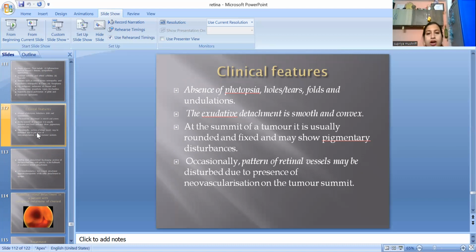Clinical features of exudative RD include absence of photopsia, holes, tears, folds, and undulations. The exudative detachment is smooth and convex. At the summit of a tumor, it is usually rounded and fixed and may show pigmentary disturbances. Occasionally, the pattern of retinal vessels may be disturbed due to the presence of neovascularization on the tumor summit.